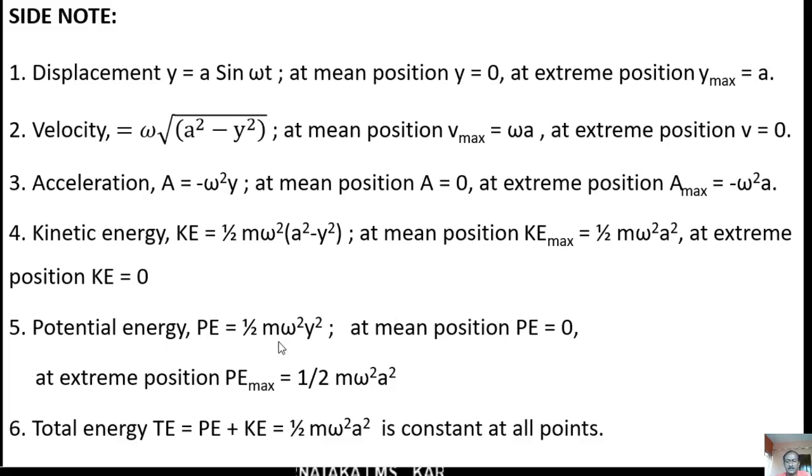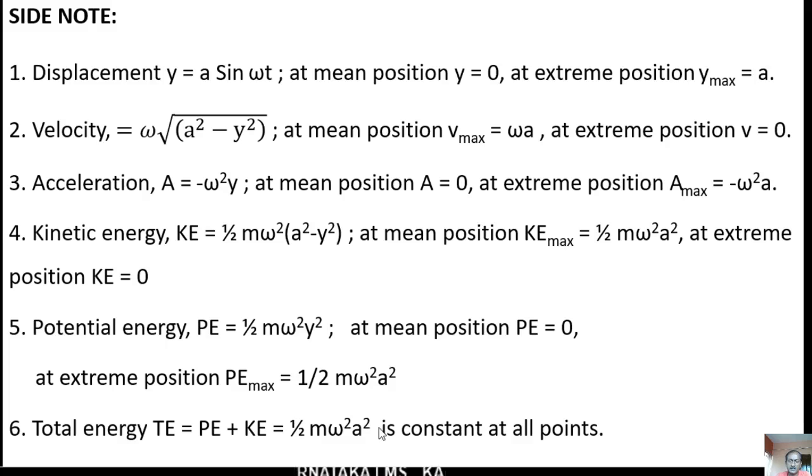Now, potential energy is half m omega square y square. At the mean position, the potential energy is 0 because the displacement is 0. When it reaches the extreme points in the upward direction and in the downward direction, the potential energy will be maximum. At the mean position, kinetic energy is maximum and potential energy is 0. At the extreme point, the potential energy is maximum and kinetic energy is 0 because velocity is 0.